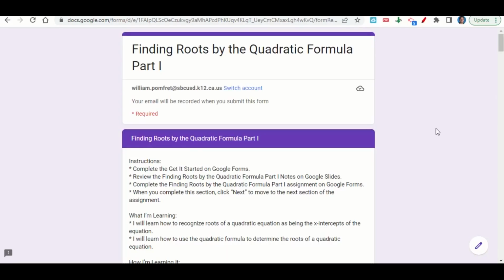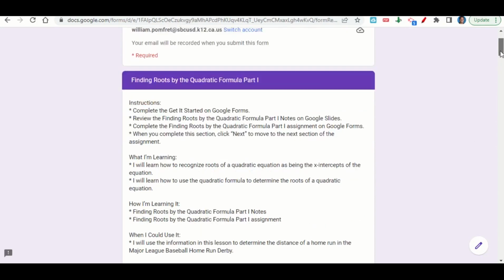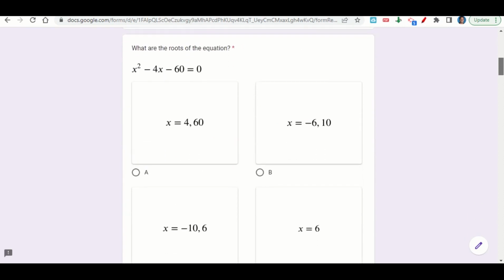Let's take a look now at the Finding Roots by the Quadratic Formula Part 1 assignment. The assignment begins with the learning goals and success criteria. If we scroll down, we can see the questions. So this first one says, what are the roots of the equation x squared minus 4x minus 60 is equal to 0?